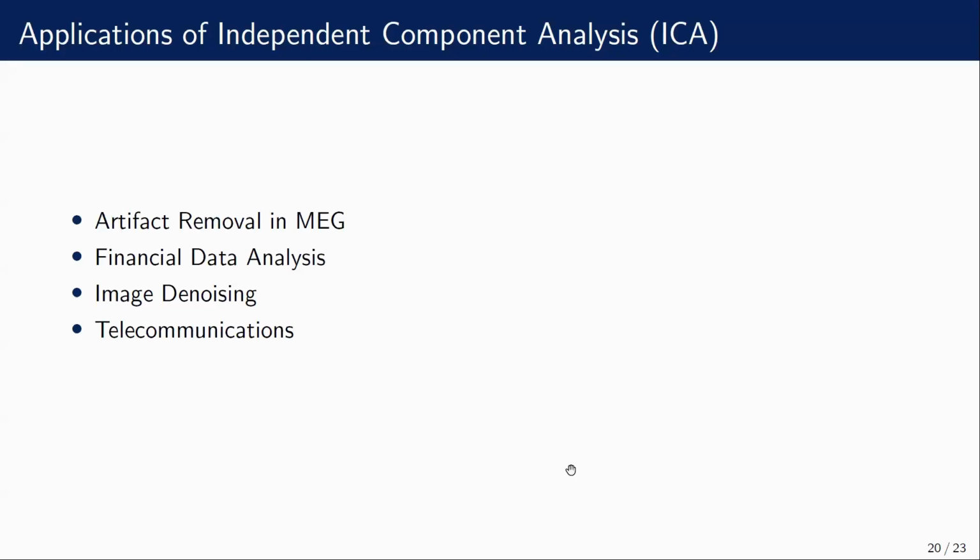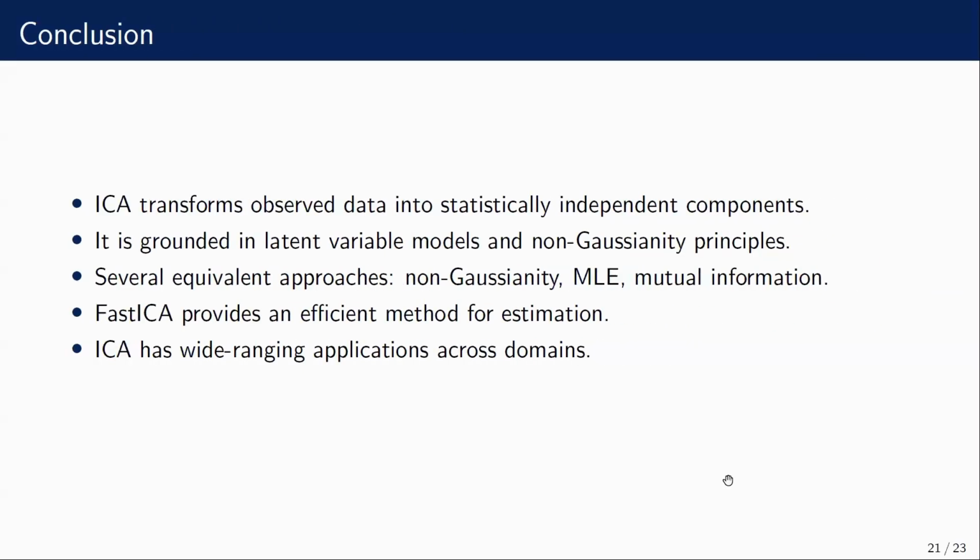To conclude, independent component analysis is a fundamental technique in signal processing, enabling the separation of observed data into independent components by harnessing the principles of non-Gaussianity and latent variable models. The FastICA algorithm, in particular, offers a computationally efficient and robust method for this task. ICA's diverse applications, ranging from brain signal processing to telecommunications, underscore its broad relevance in modern data analysis.